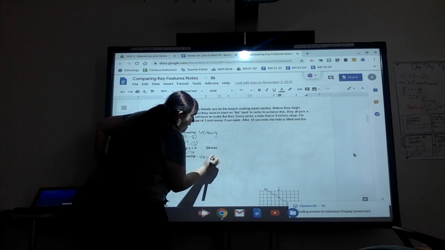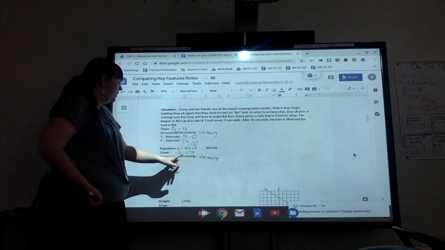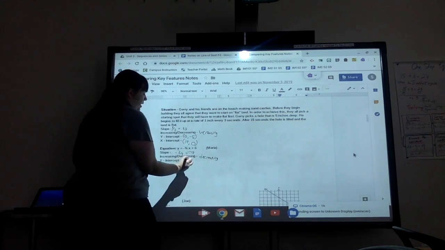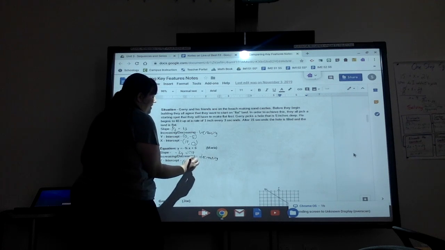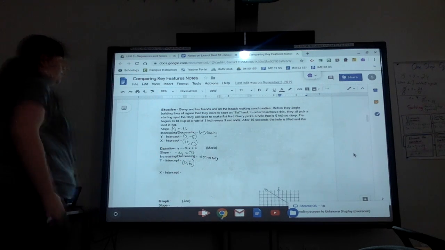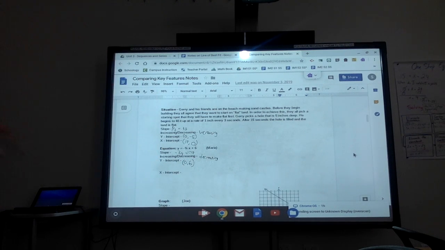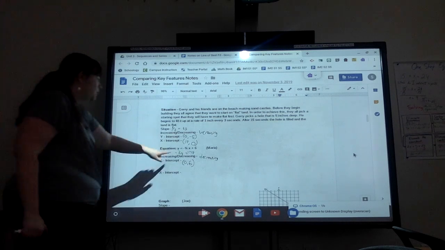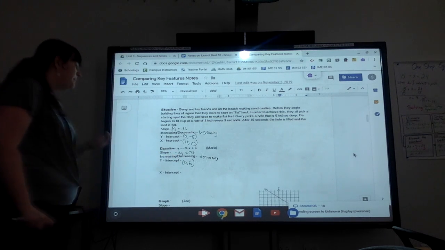Meaning she started at a pile of dirt. And she did, because her y-intercept is +6, meaning she started at time 0 with 6 inches of sand to get rid of. And then she's going down at this rate of 3 inches every 4 seconds, right?